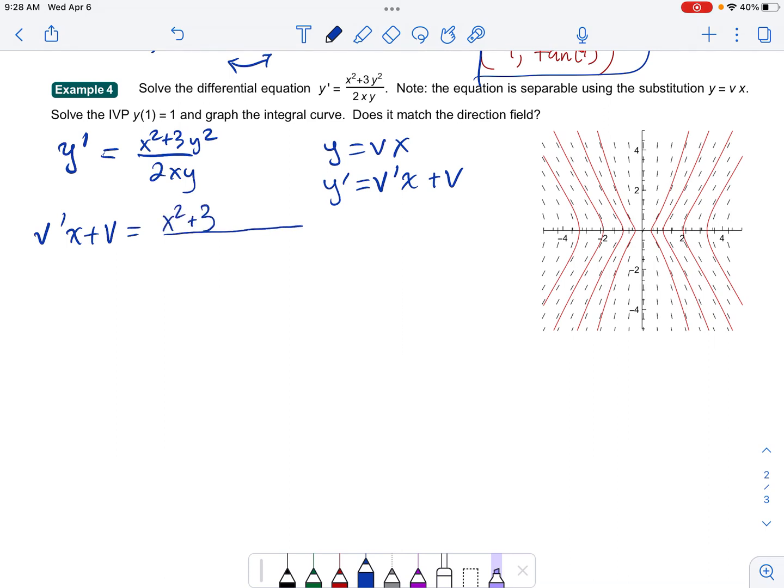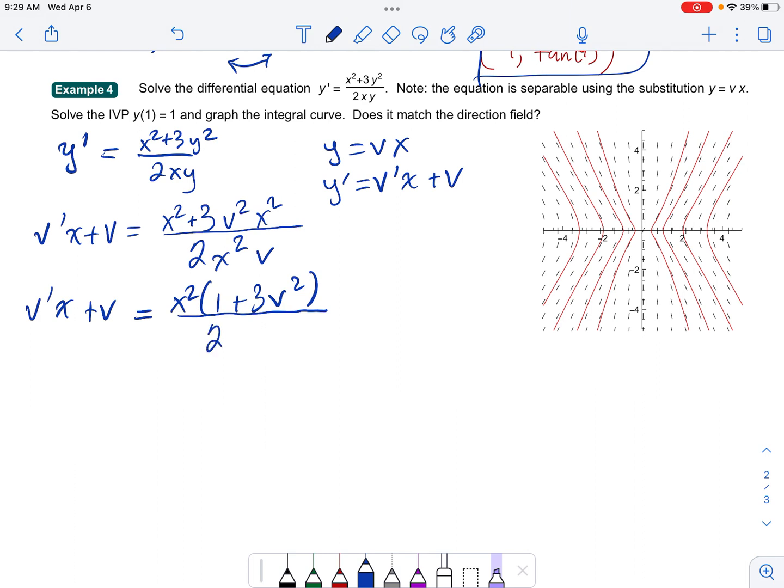On the right, x squared plus 3 times y squared. If I square y, that's going to be v squared x squared, divided by 2 times x, again multiplied by y, or vx. So I'll multiply by another x to make it x squared times v. As soon as we did that, you can see that we've got two x squared terms in the numerator and one in the denominator, which means we can factor out the x squared and cancel them. So on the left, I still have v prime times x plus v. We'll factor out the x squared. That will leave 1 plus 3v squared, all divided by 2 x squared v. And let's cancel out the x squareds.